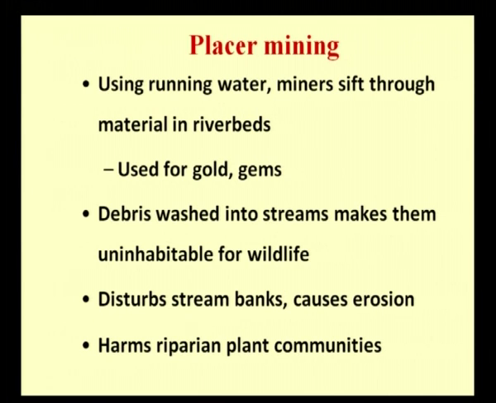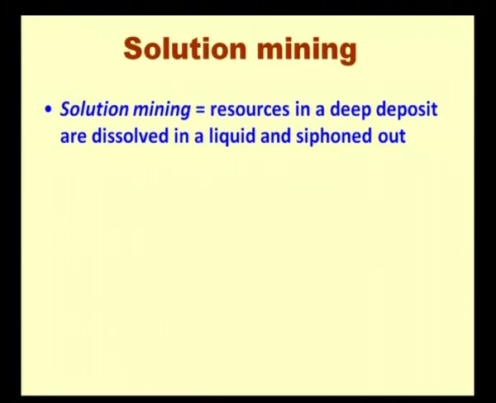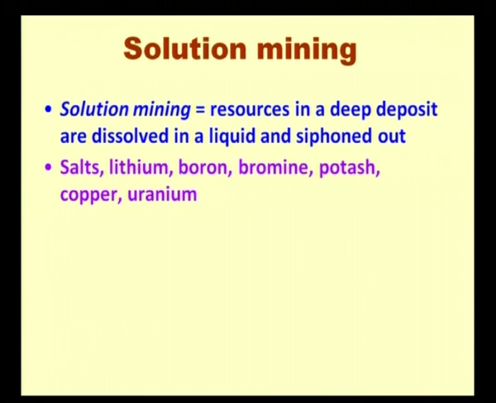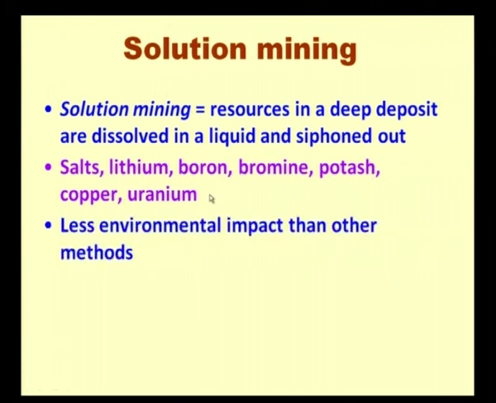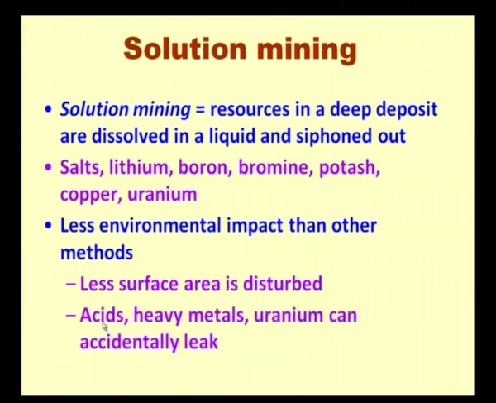And so, this is placer mining, and then comes solution mining. The resources in a deep deposit are dissolved in a liquid and siphoned out. Salts, lithium, boron, bromine, potash, copper and uranium are extracted by this method. It has less environmental impact than the other methods, and less surface area is disturbed. Acids, heavy metals and uranium can accidentally leak. So, that is one problem.